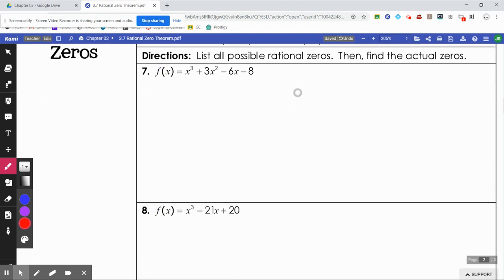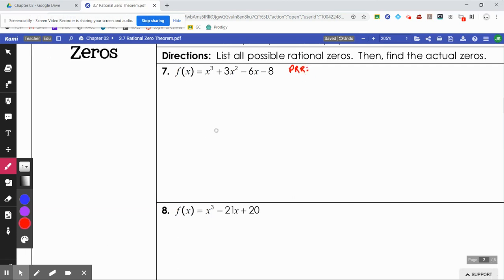Let's actually do this. Notice it says list all the possible rational zeros, then find the actual zeros. On this one, we're not given one of the factors. We're looking for possibly 3 because it's an x to the third, but we're not given any of them. So let's see, can we find all 3 of them? First off, you start by finding all your possible rational roots. That would be all the factors of 8 over all the factors of 1.